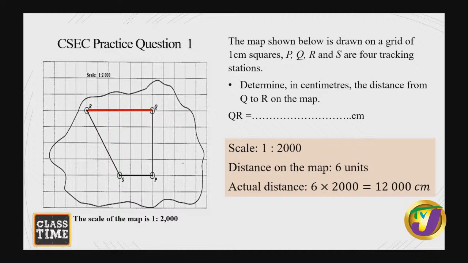So the scale is from 1 to 2,000. The distance on the map is 6 units or 6 centimeters. The actual distance on land would have been 12,000 centimeters, but the distance on the map would be 6 centimeters. Yes, that is correct, because we're using a centimeter square grid, so it's 6 centimeters for each side.